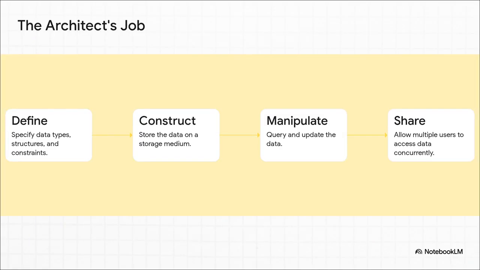So what's on our architect's to-do list? It really boils down to 4 key jobs. First, it defines the rules. It sets the very foundation of our structure. Then it constructs the space to store everything safely. After that, it gives us the tools to manipulate the data, so we can ask questions and make changes. And finally, and this is a big one, it manages sharing, making sure tons of people can access the data all at once without causing a total collapse.